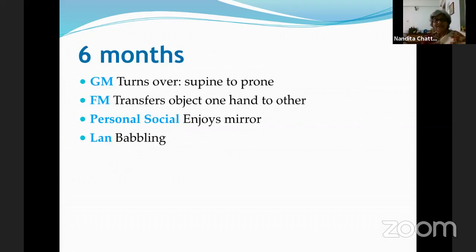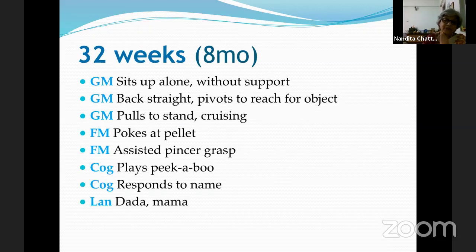At this age, the baby now learns to turn over from supine to prone. And the object that he had learned to hold at 4 months, now he is transferring from one hand to the other. He learns to enjoy a mirror. He's starting babbling, from vocalization of vowels to babbling, blah, blah, blah, using a few consonants in the sounds that he produces. Next, we jump on straight to 8 months.